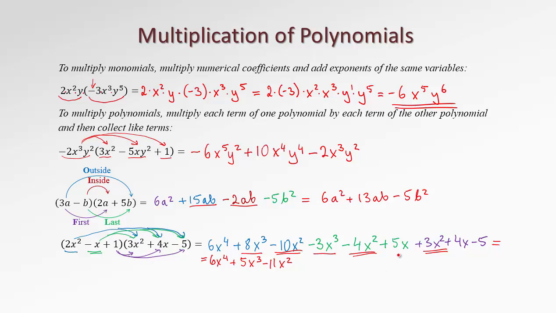And finally, linear terms, this one and that one. 5 plus 4, it's 9, plus 9x. And a free term, negative 5, stays as it was. So that will be the final answer.